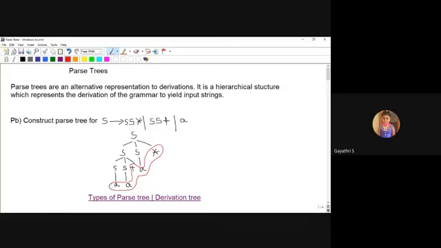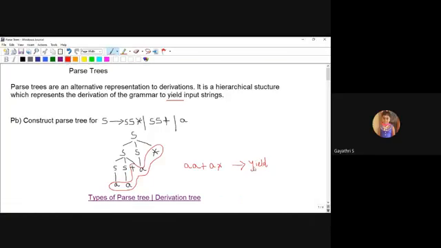Okay. So here one technical term, yield. So here what is the yield of this parse tree? A plus A multiplication. This is called the yield of the parse tree. It will be helpful for the 2 mark. What do you mean? The yield means you have to draw this diagram.